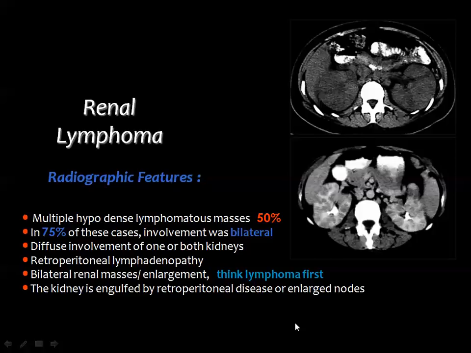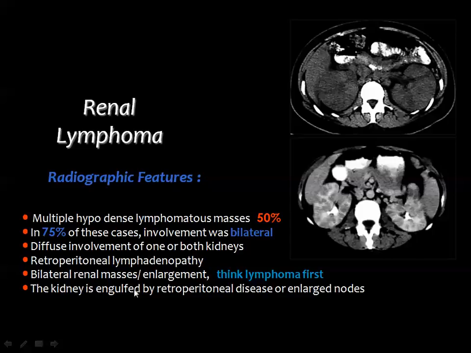Then the radiologic feature of lymphoma in most of the cases is that you have multiple hypodense, less enhancing lesions compared to the enhancement of the normal renal parenchyma. The involvement is usually bilateral in about 75% of cases, and the result is diffuse bilateral enlargement of the kidneys. This is the pre-contrast, and this is after contrast. Then in many times you can see enlargement of the retroperitoneal lymph nodes.